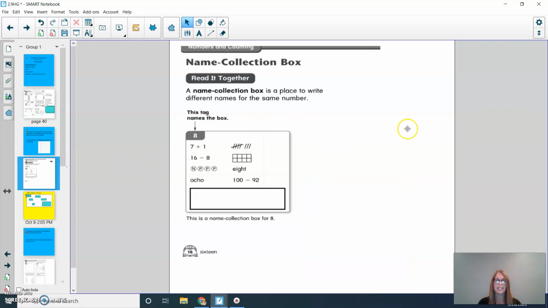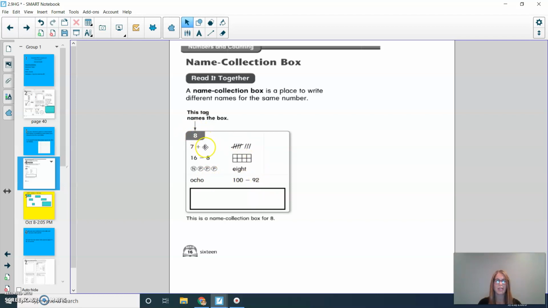So part of our lesson today is working on name collection boxes. A name collection box is a place to write different names for the same number. So notice how this box has the tag 8. And look at the different ways that I was able to show 8.